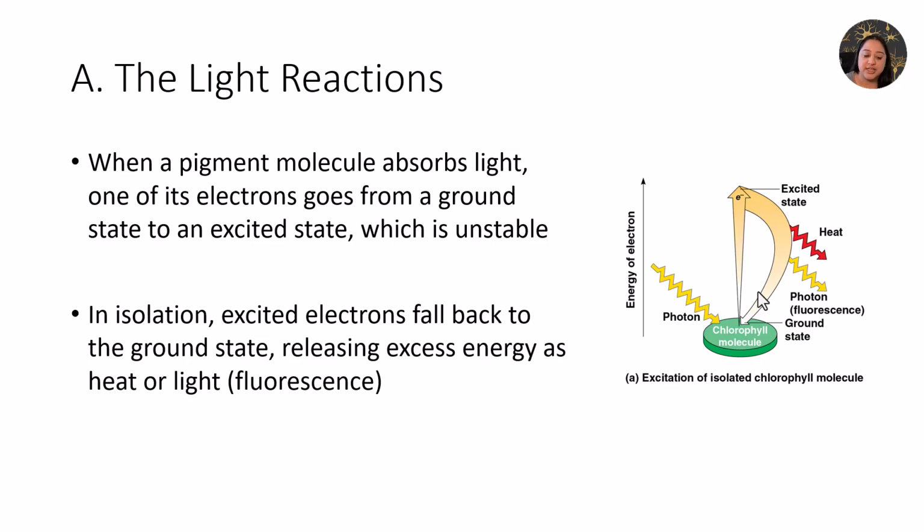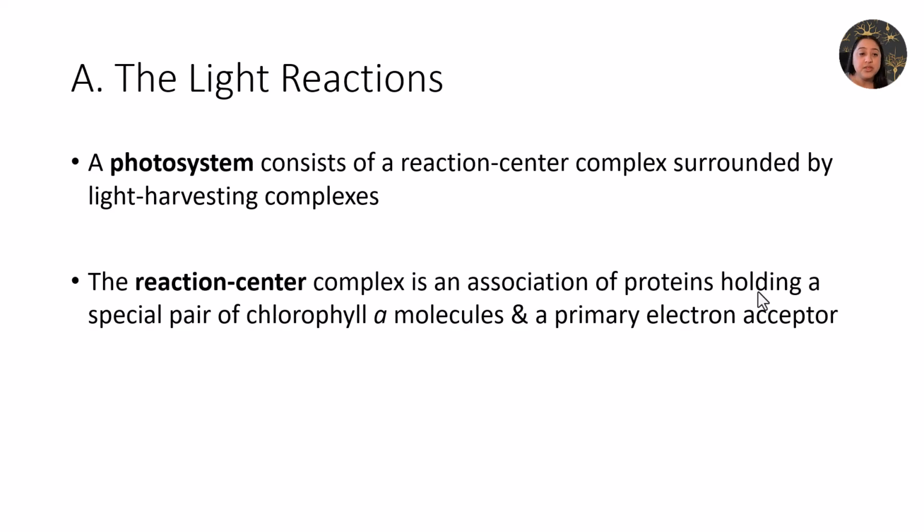So that's if you just had a test tube of chlorophyll, on its own, not in its native environment in a thylakoid. So inside of thylakoids, there are what are called photosystems. A photosystem consists of a reaction center complex surrounded by light harvesting complexes. The reaction center complex is an association of proteins holding a special pair of chlorophyll A molecules and a primary electron acceptor. So hopefully this will make sense in the next coming pictures.